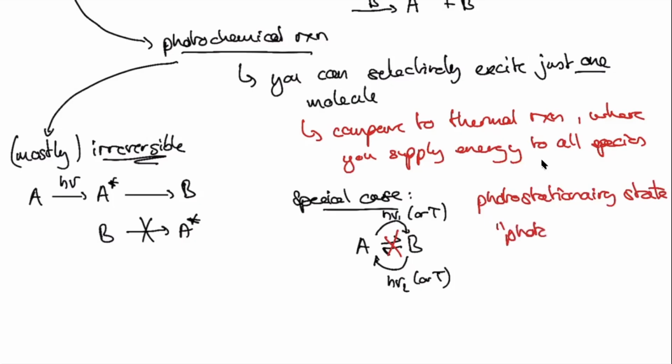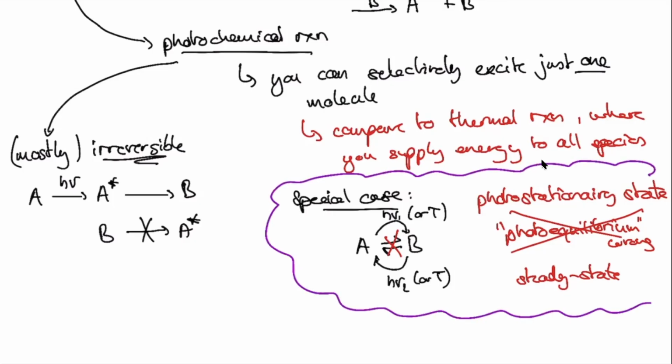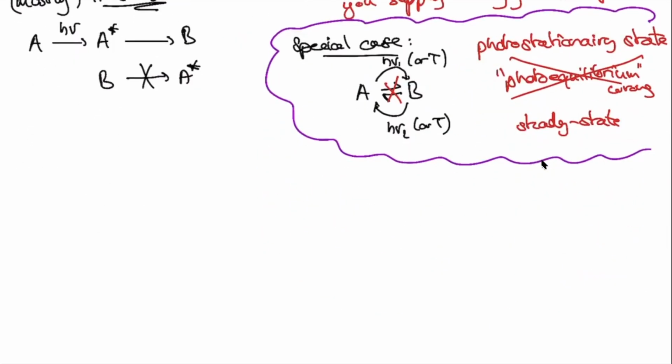Previously it was called photoequilibrium, but that's wrong, so don't use that. It's not an equilibrium. It's really a steady state, which is quite different. When you stop the light, an equilibrium would stay in the same spot. With a stationary state, if we stop the light, the system will change. So this is a special case. Okay, so let's look at some numbers.